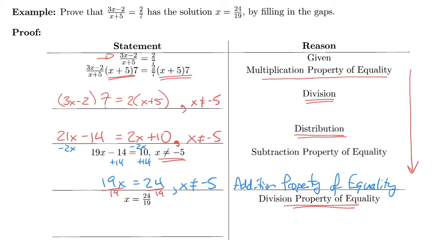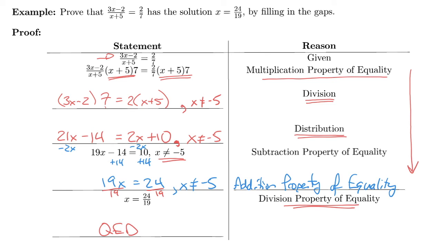Now that is about as simple as that's going to get because 24 and 19 don't share any common factors. Do I need to include the statement now that x does not equal negative 5? Well, no, I don't. And the reason I don't is because I just said x is equal to 24 over 19. It's not negative 5. Okay, I'm done. QED. That's what I wanted to show. I wanted to show that the answer was 24 over 19. I did.